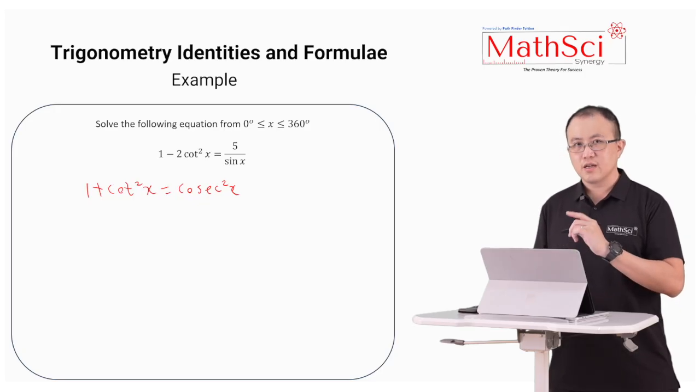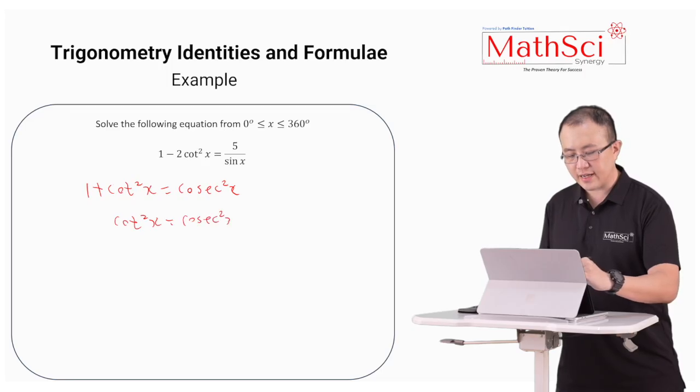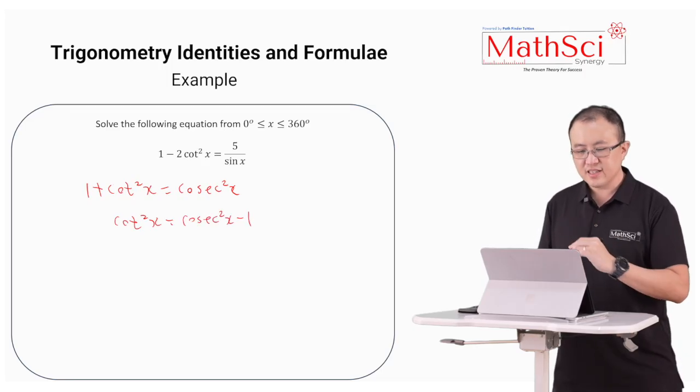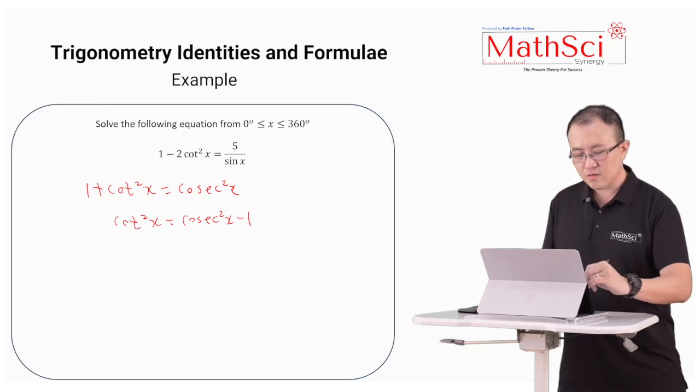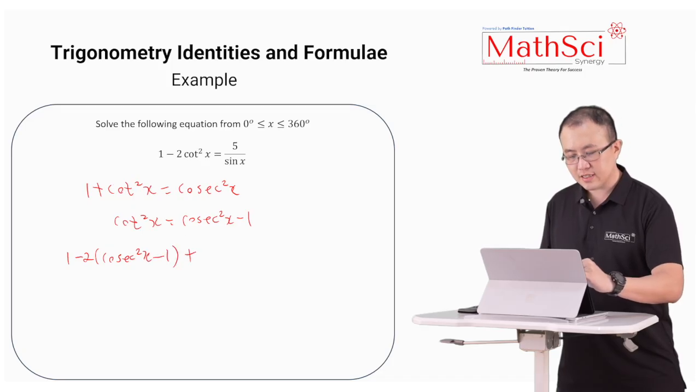So you start with it first. Make cotangent square the subject. So cotangent square x is equal to cosecant square x minus 1. Okay, then now let's plug it in. 1 minus 2 (cosecant square x minus 1) equals 5 over sine x.